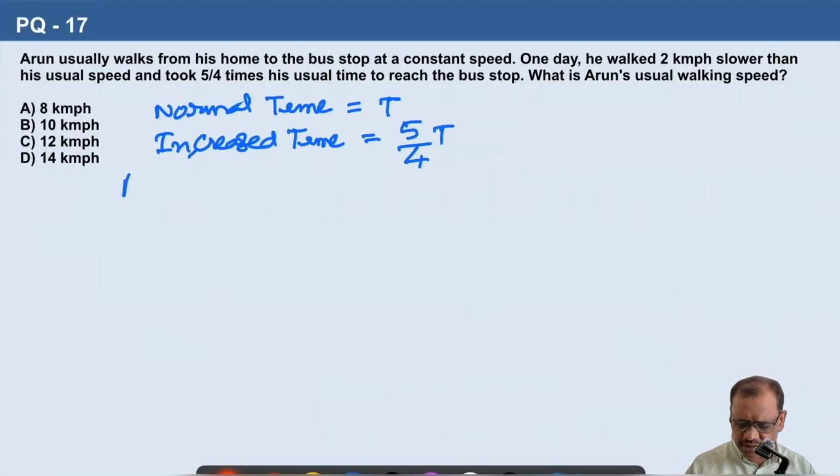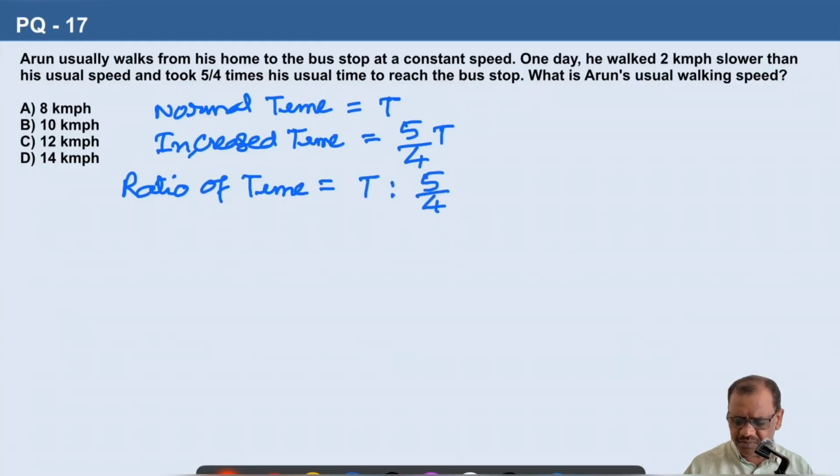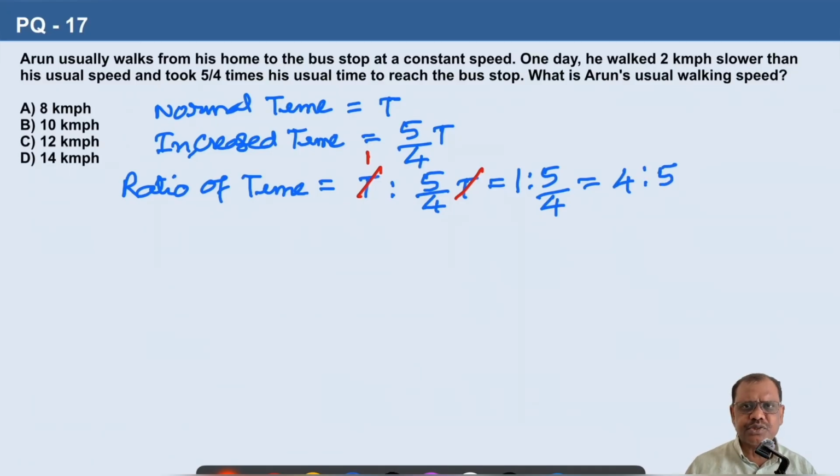So let us find out ratio of time. Ratio of timings. So normal time is t and increased time is 5 by 4 t. So t gets cancelled in both the terms. The remaining is 1 is to 5 by 4. So multiply both the terms with 4, you will get 4 is to 5. This is the ratio of time.